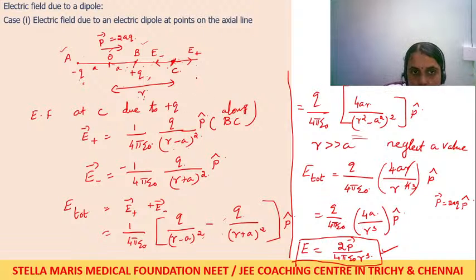In the upcoming classes, we will solve problems based on this, and then you can understand it clearly. So the E vector will be equal to 2P vector divided by 4 pi epsilon naught R cube. Have you all understood? Shall we move on to the next one?